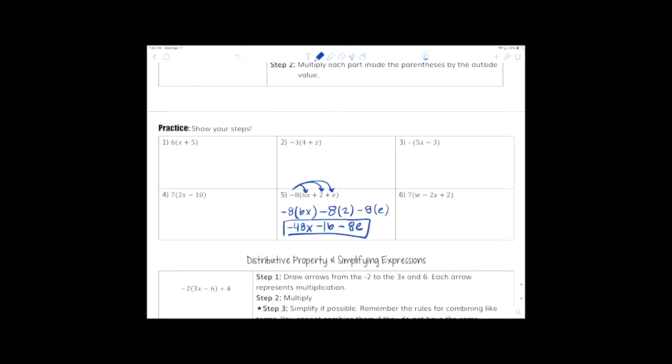Okay, so go ahead and take a few minutes to work on the rest of them. So 1, 2, 3, 4, and 6. Okay, we'll give you a few minutes to do that, and then we'll move on to the next part.